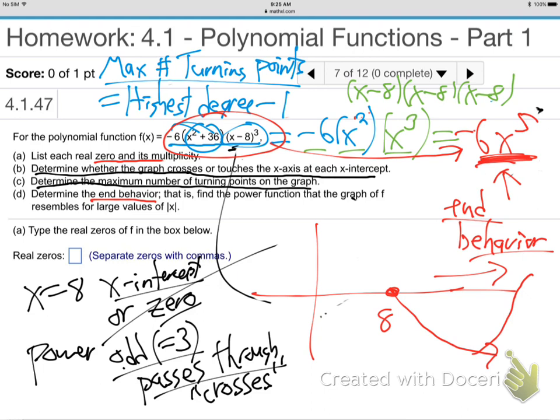How do you know it won't come up again and then maybe go down again later? Come above the x-axis and go back down later? What's that? Oh yeah, we'll get to that.